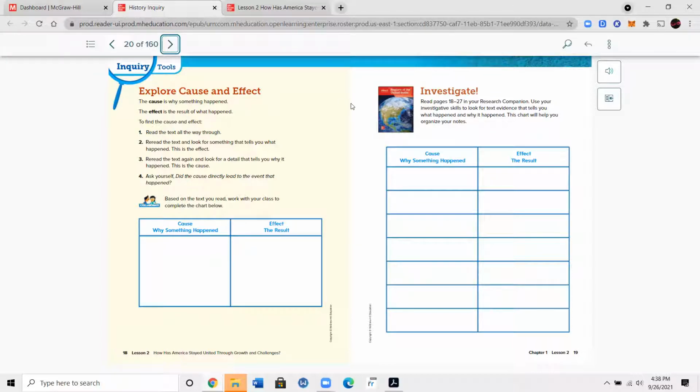Explore cause and effect. The cause is why something happened, and the effect is the result of what happened. To find the cause and effect, you have to read the text all the way through, then reread the text and look for something that tells you what happened. This is the effect. Reread the text again and look for the details that tell you why it happened. This is the cause. Ask yourself, did the cause directly lead to the event that happened? Based on the text that you read, work with your class, or we're going to be doing this independently, to complete the chart below: a cause and an effect. Why did something happen, and what was the thing that caused it to happen?